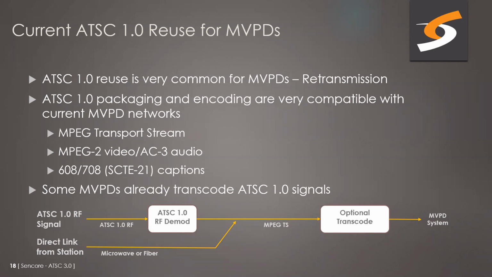So this is the current state of things. I'd still say most, if not all, MVPDs are still relying on the 1.0 signal. And whether they transcode or not is just dependent on their system. But in many cases, it's possible to take the ATSC 1.0 signal exactly as it is and stick it in the MVPD network, and everything works really well.